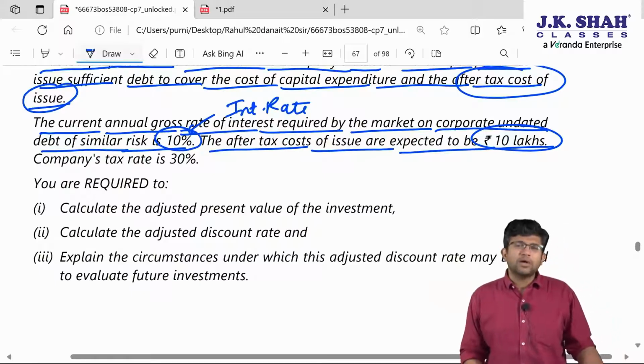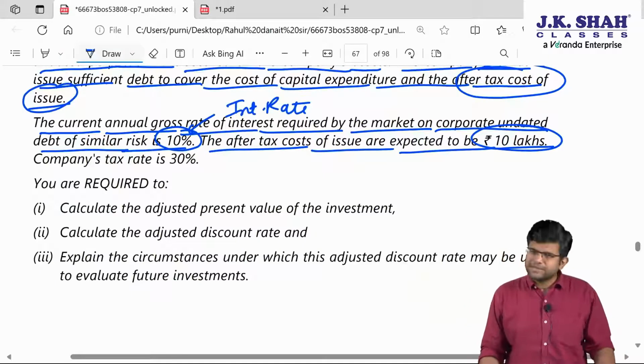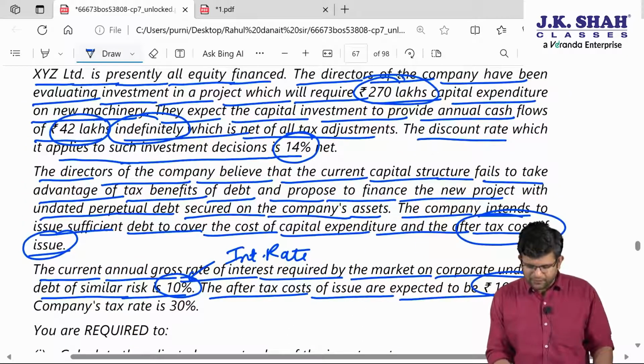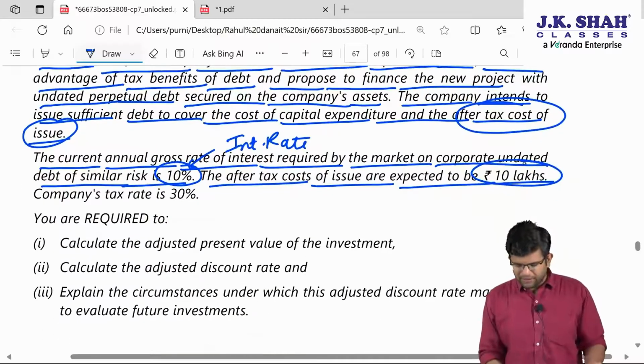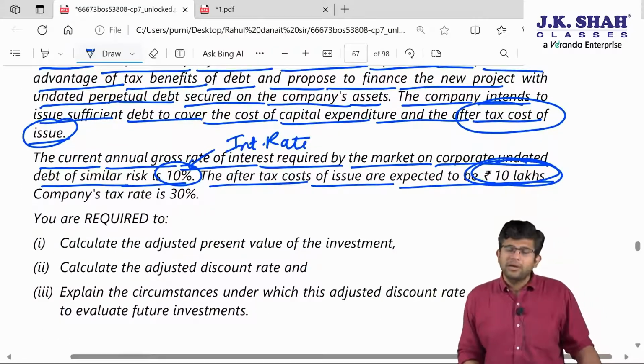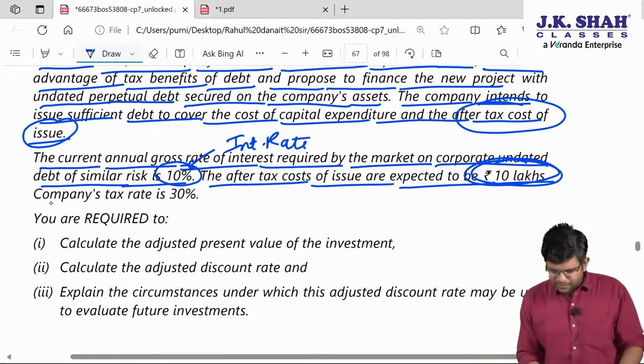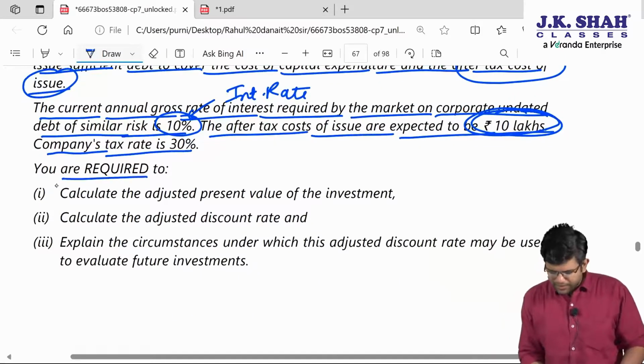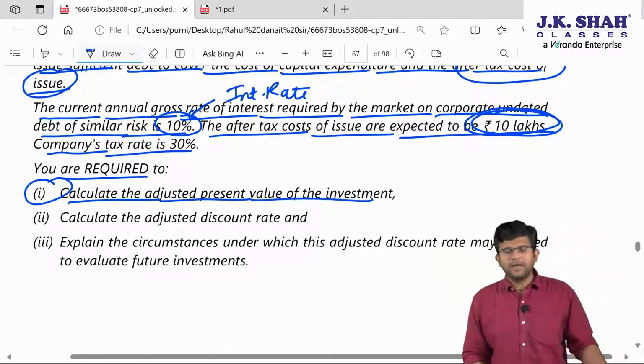Therefore, do you realize the total amount of debt that you will be raising is 280 lakhs, because 270 lakhs you will require for the capital expenditure and further 10 lakh you will be requiring for the initial expenses, right? The company's tax rate is 30%. You are required to, point number 1, calculate the adjusted present value of the investment.